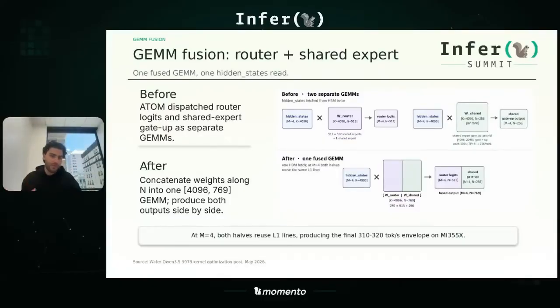After we did that, we concatenated the weights along N so that we were able to merge this into one single fused GEMM that actually ended up producing the same exact result. So this was a very creative optimization by one of our engineers that we were very excited about. And to be clear, this only sped up like 10 to 20 tokens per second.